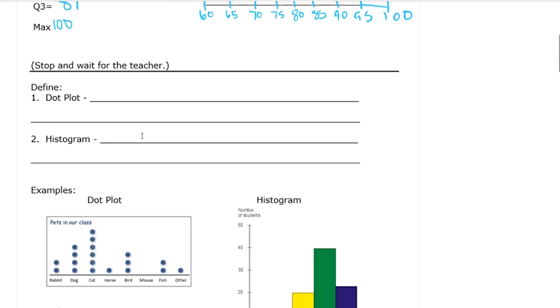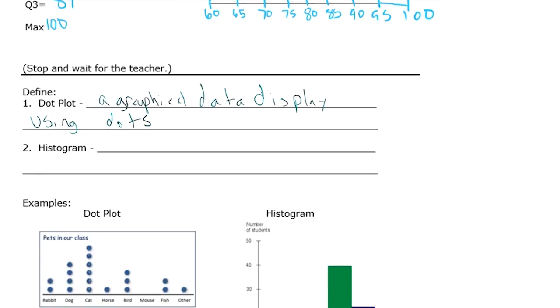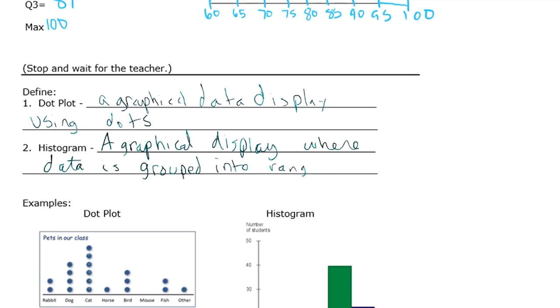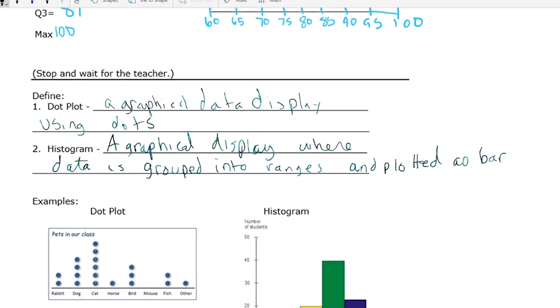So now we're going to define our dot plot. Our dot plot is simply a graphical data display using dots. A histogram is a graphical display where data is grouped into ranges and plotted as bars. Okay, and we'll look at some examples of a dot plot and a histogram.